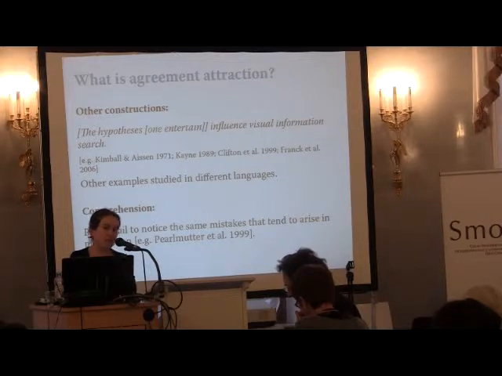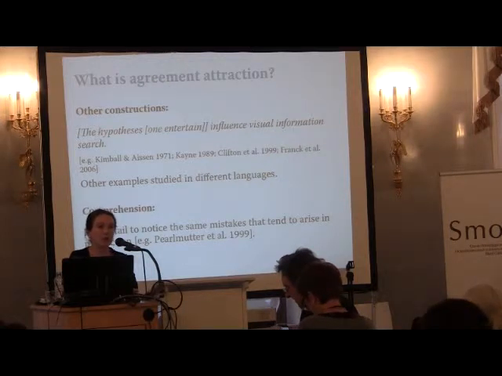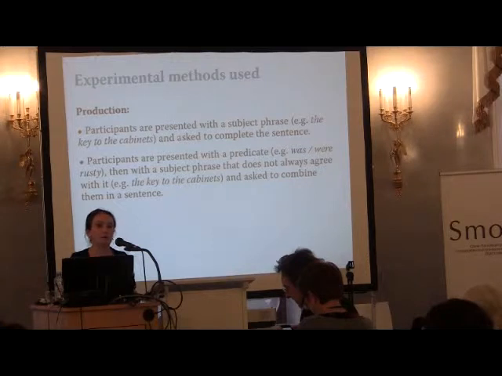First, people tend to make these mistakes in production. They can be elicited experimentally and occur naturally in corpora. And there is a parallel phenomenon in comprehension. People fail to notice the very same mistakes that tend to arise in production, and there is a lot of research on that too. Just to give you an idea of the experimental techniques that people use to study these mistakes, so I do not have to focus on that again when I discuss different studies that other people did and that we did.